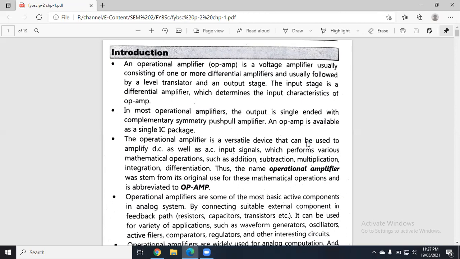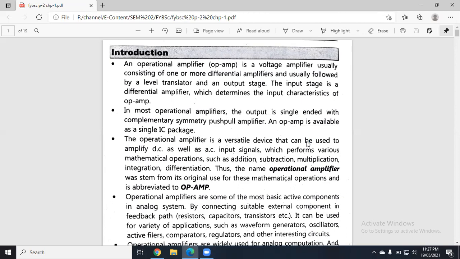Operational amplifier, as its name indicates, amplifier means it is going to amplify the input. No matter which kind of input you give to it, it will amplify that input and produce the output. What is the meaning of amplify? It will increase the strength of the signal, or the amplitude of the signal.